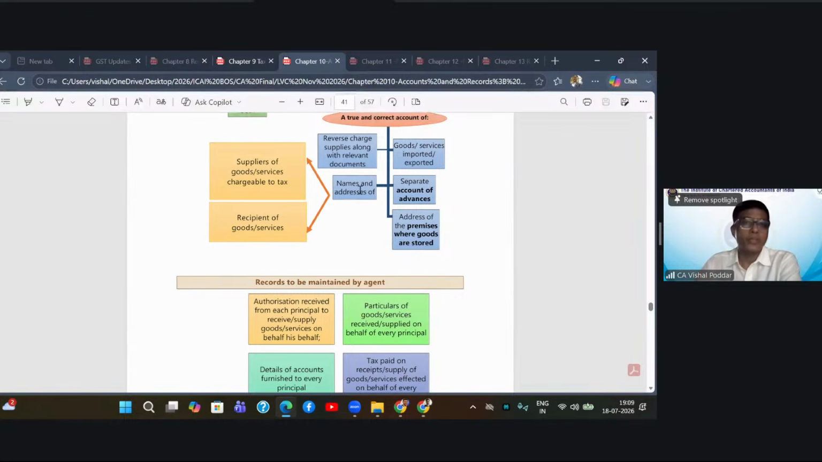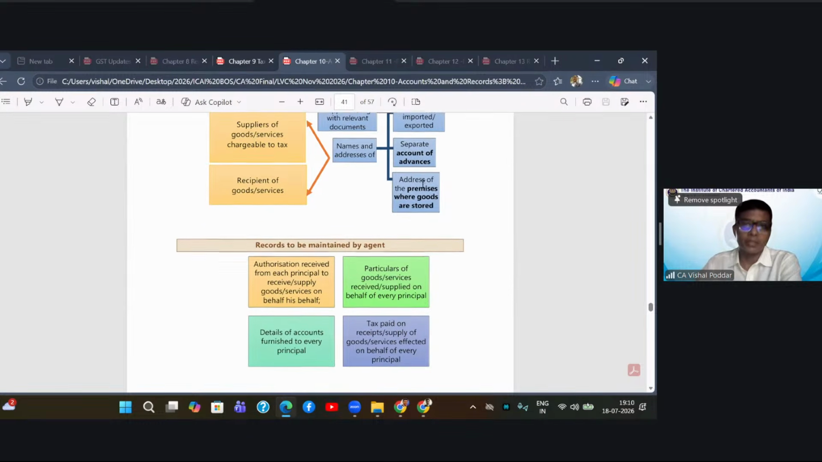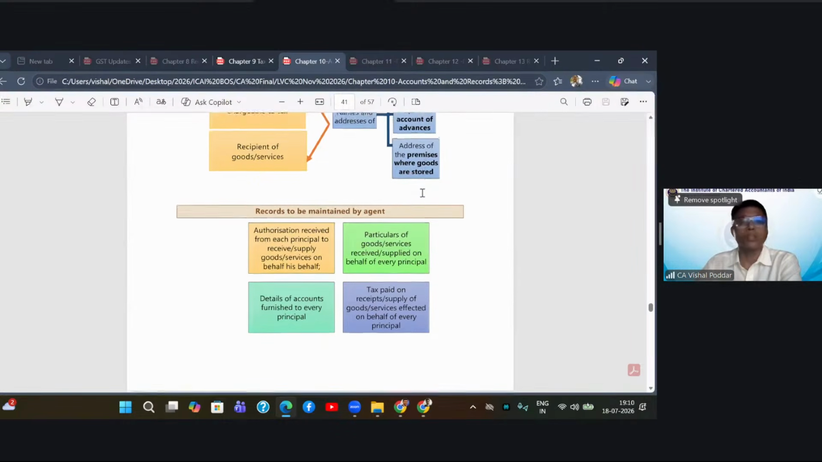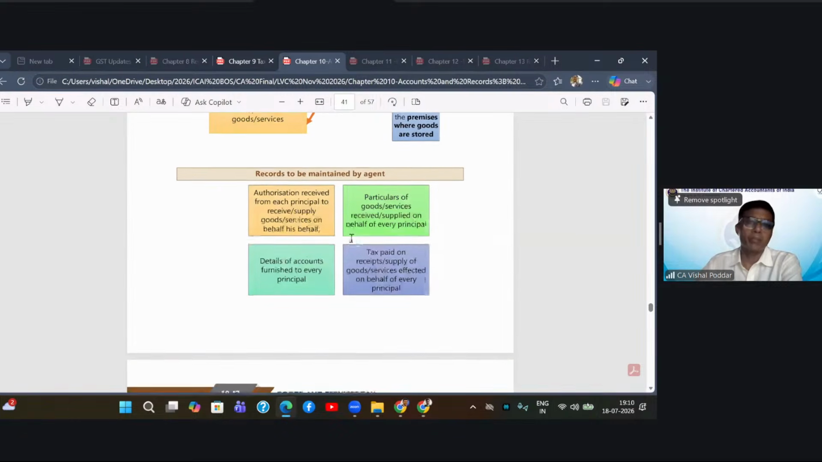Now, what details you need to record in relation to this? Names and addresses of the suppliers of the goods and services, the recipient of the goods and services. Further, you need to maintain separate details about the advances and also about the addresses of the premises where the goods are stored. So these are all the details and information which you need to maintain compulsorily.